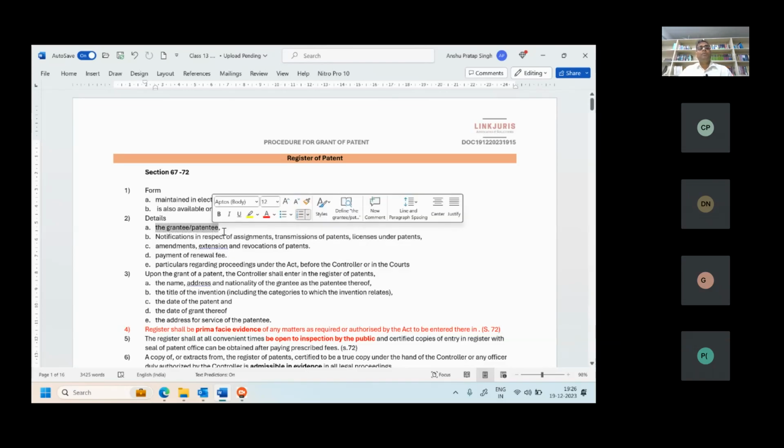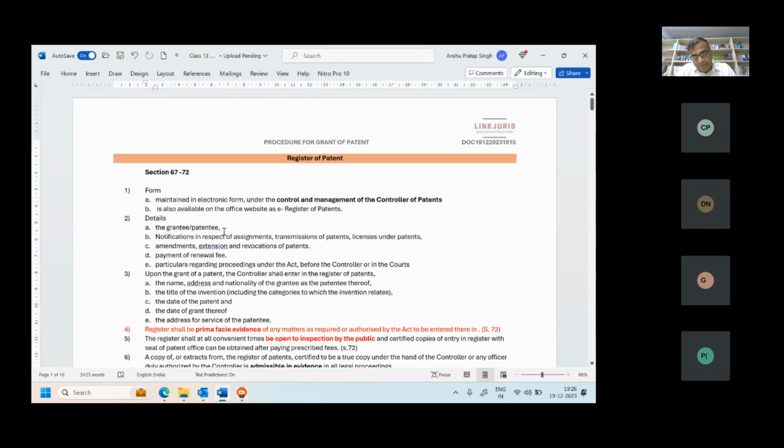Grantee, patentee. What is the difference between grantee and patentee? Anyone can guess? Any guesses? What is the difference between a grantee and a patentee?